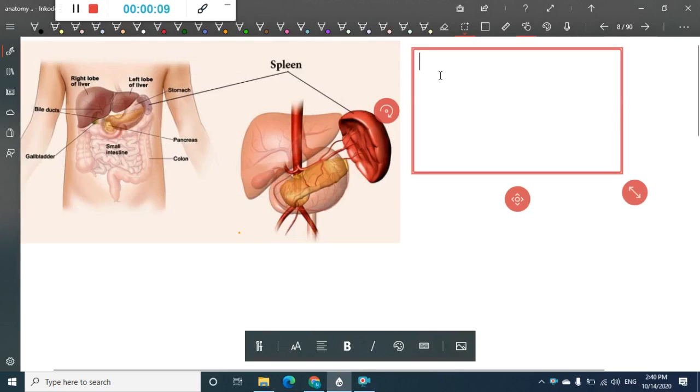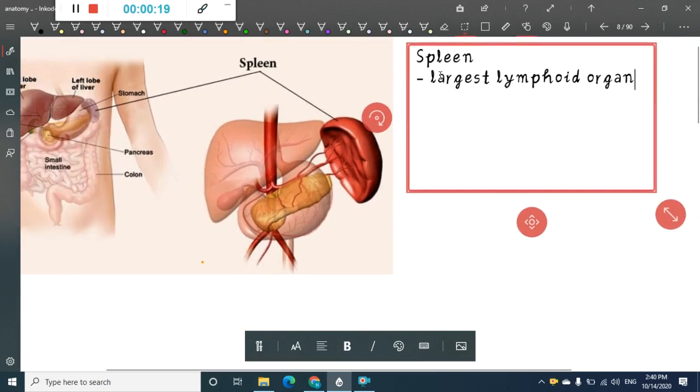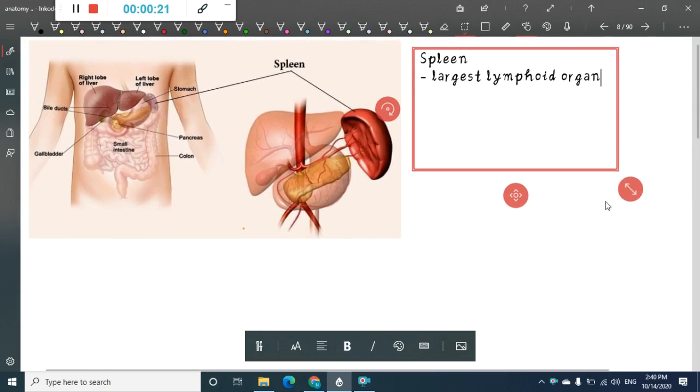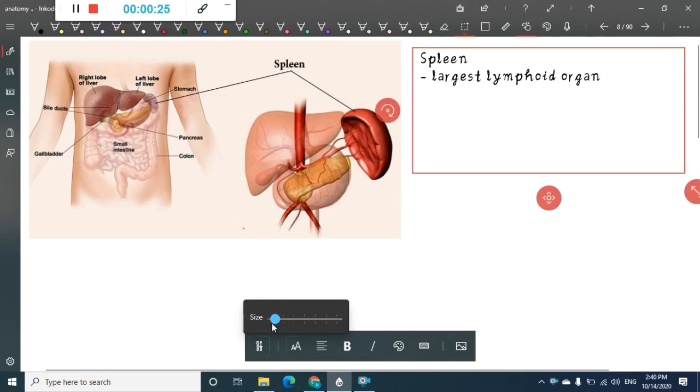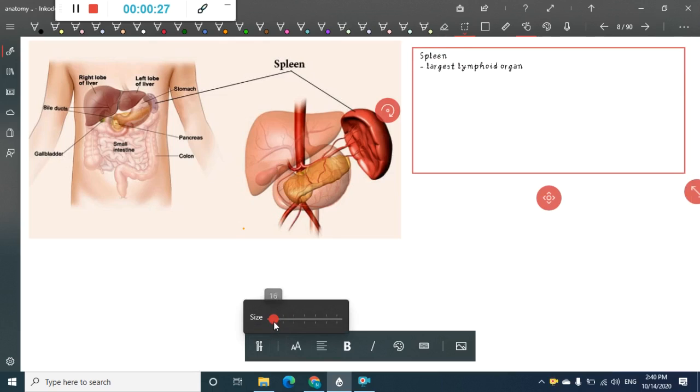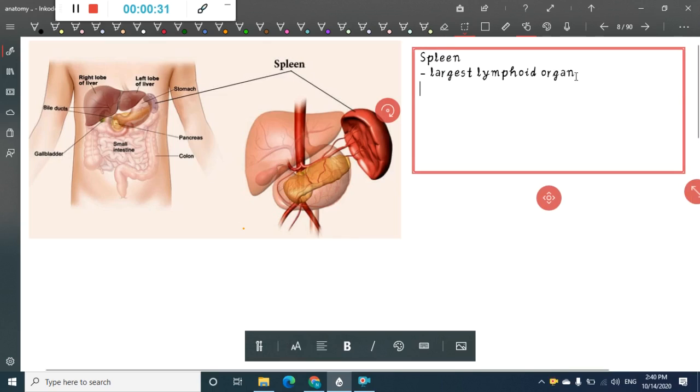In this chapter in anatomy we are going to learn about the spleen. The spleen is the largest lymphoid organ. Among all the lymphatic organs which are present here, the spleen is actually the largest lymphoid organ.